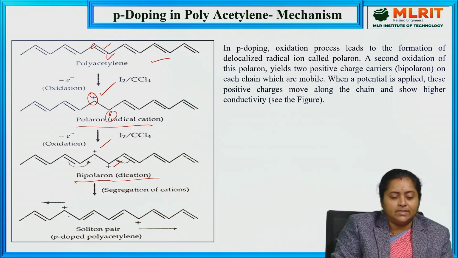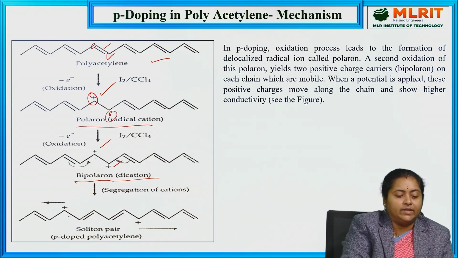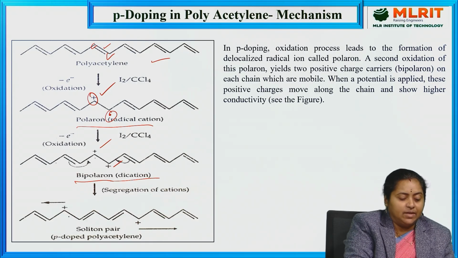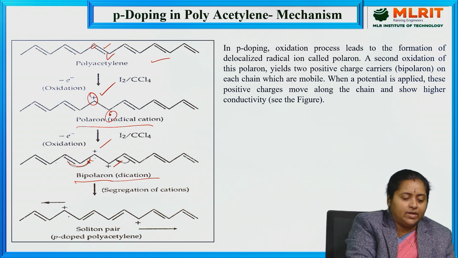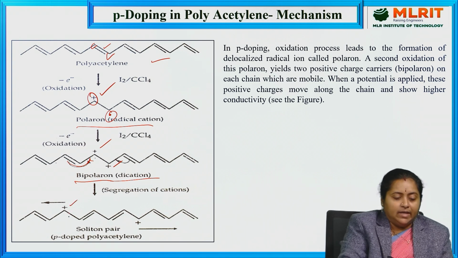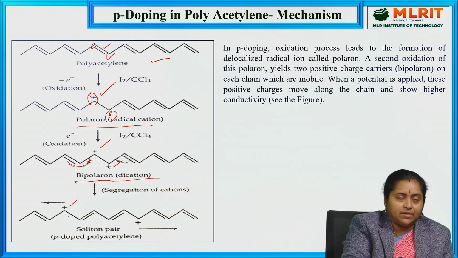As this dication formation takes place, these are involved in segregation of cations in the next step. Let us see how it will happen. If we shift this double bond towards this side, that is conjugation. As a result, this carbon will acquire a positive charge. So that is represented here. And then here we have a positive charge, that means it is electron deficient.